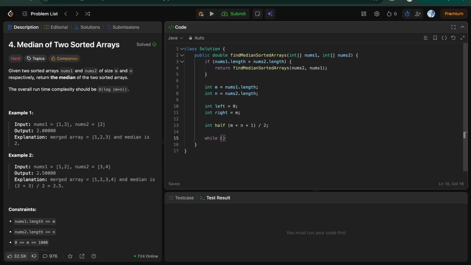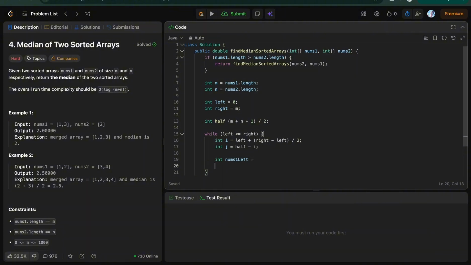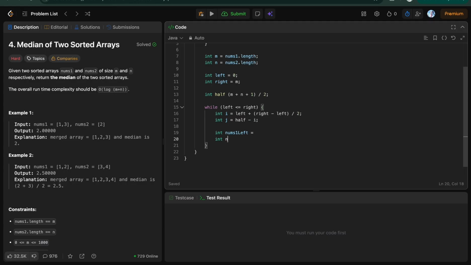Now we're going to write a while loop. While left is less than or equal to right, we're going to have integer i, and this i will be left plus (right minus left) divided by 2. Integer j is going to be half minus i. Then we'll have integer nums1Left, and let's also write integer nums1Right.